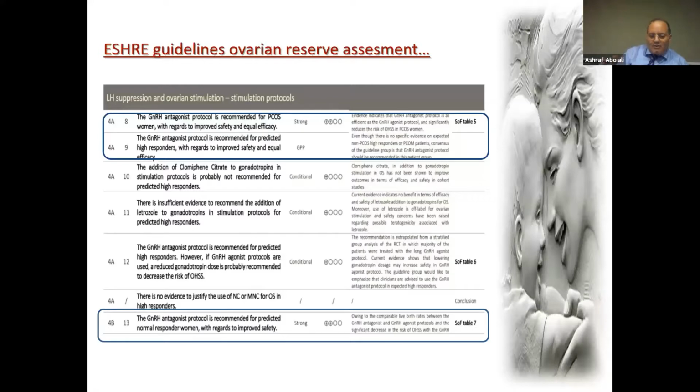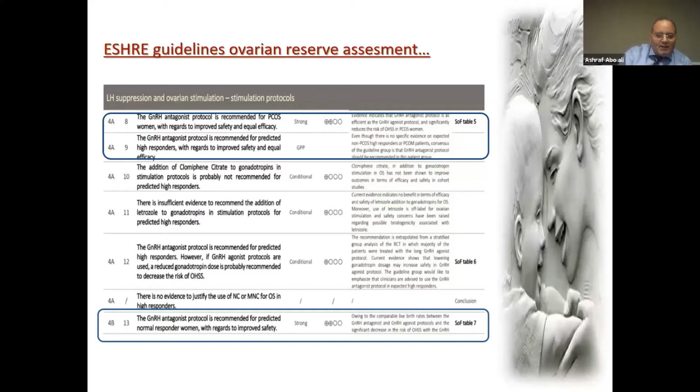You can use agonist or antagonist. You can follow Lambalk et al. from the systematic review, or you can follow these guidelines from ESHRE that say that both of them are okay, but maybe the antagonist is safer.